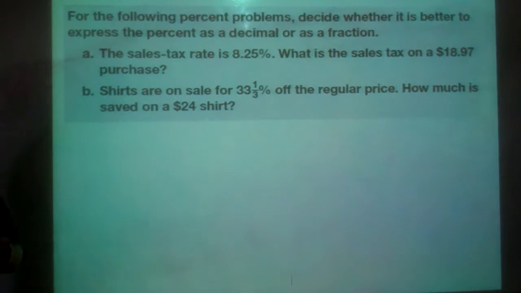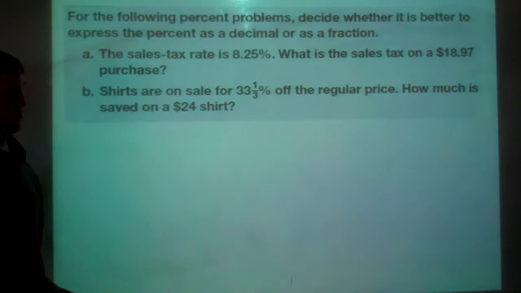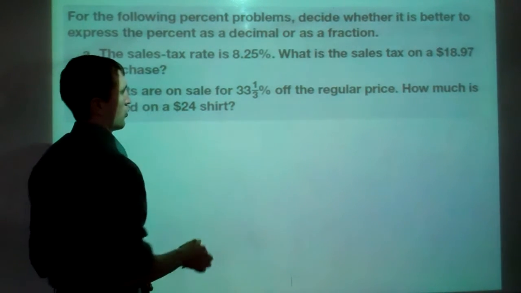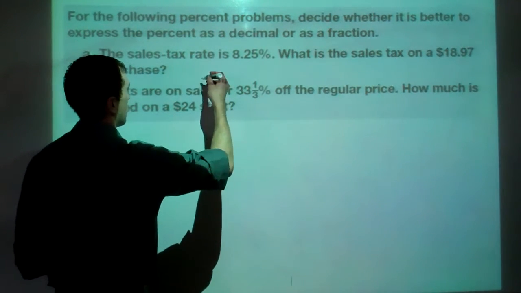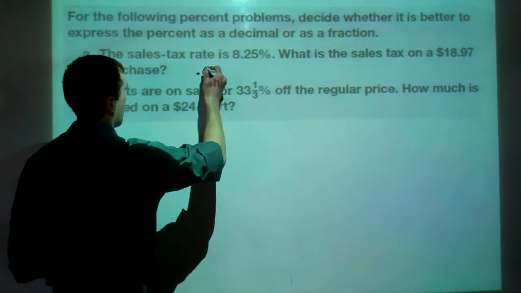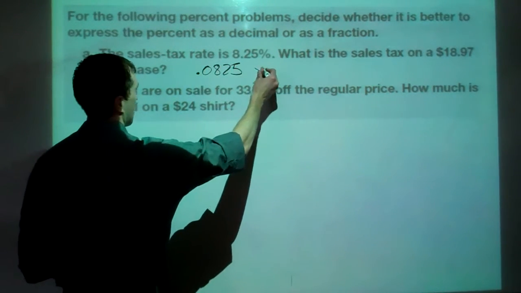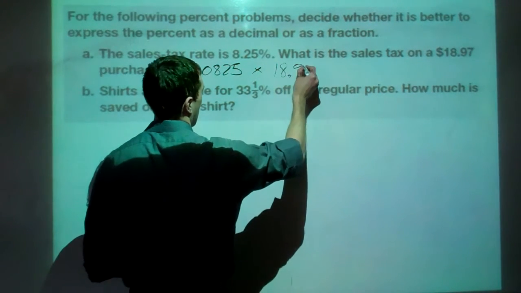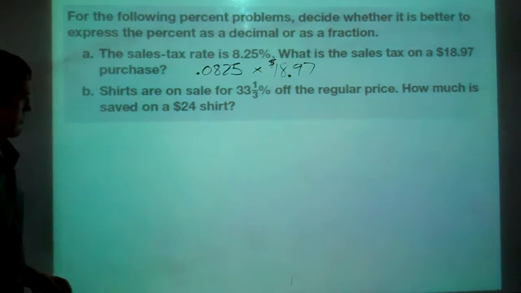This one I would say use the decimal for sure, because there's not much that's going to go into $18.97 evenly. Especially not, well, I can tell you 100 won't go in there evenly. So let's do 0.0825, that's this as a decimal, times $18.97. So there, I would use the decimal.